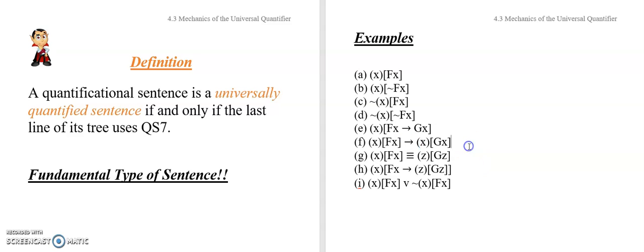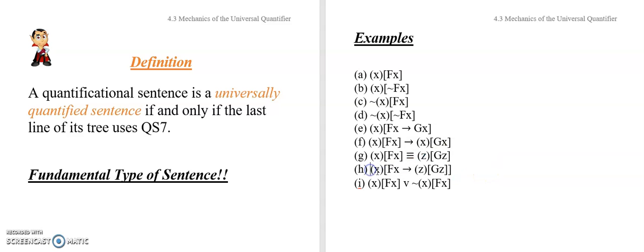This is a conditional. Okay? So in the last line of the tree here, you would use QS5, right? So you would build this thing, then you would build this thing, and then you would put them together using this, and that would get you a conditional, right? Exact same point holds here. This is a biconditional. This is not a universally quantified sentence.